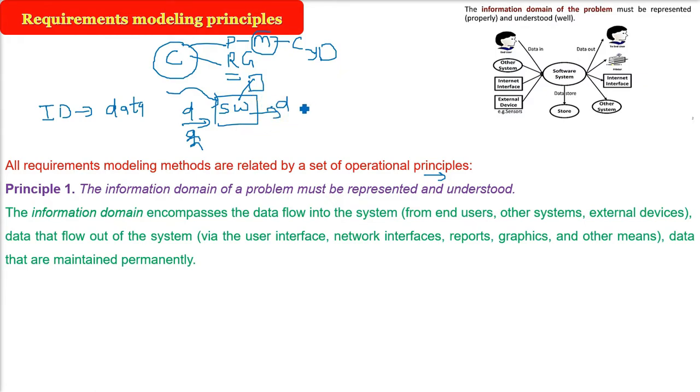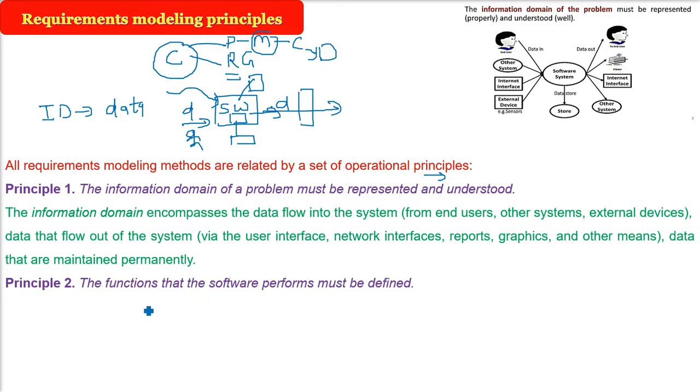What about the data which is coming out? This can be through some user interface. You want to show some graphics. There may be some network interfaces. You want to show it, say, in the form of reports. There are data which are placed permanently. These are maintained permanently. So this is the information domain we are talking about.